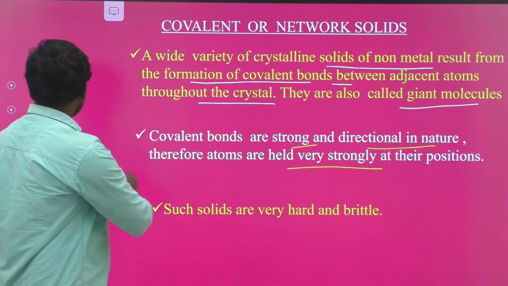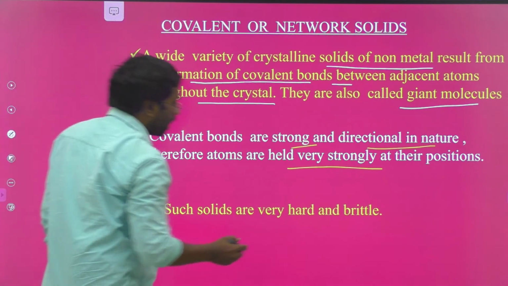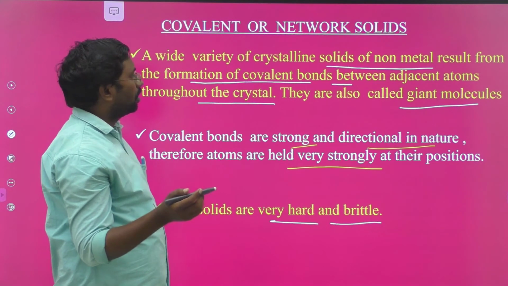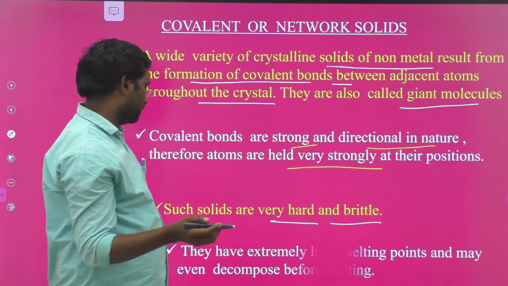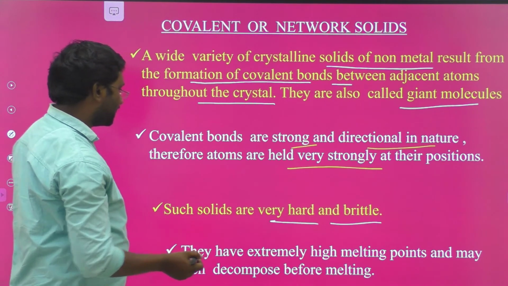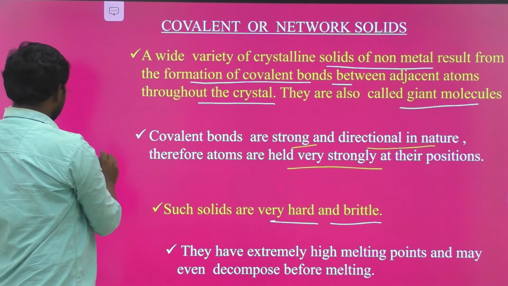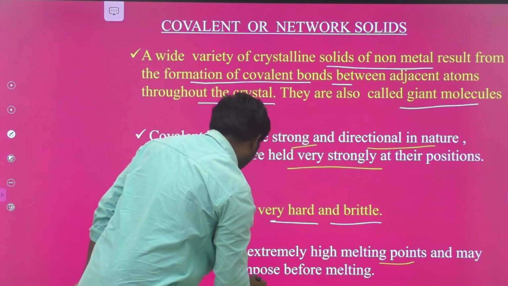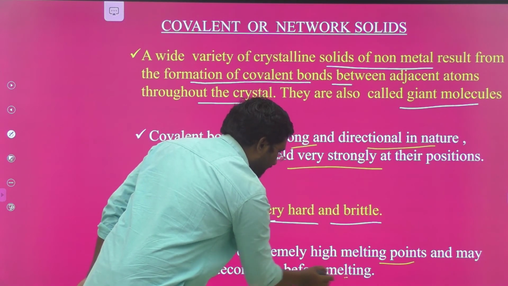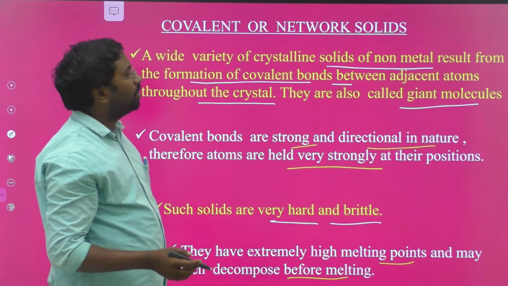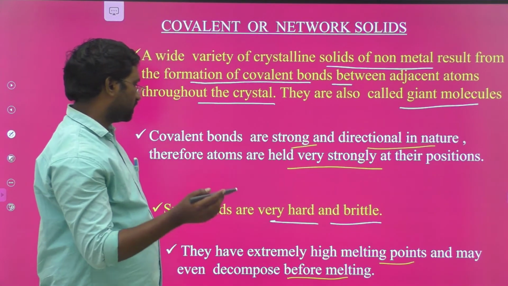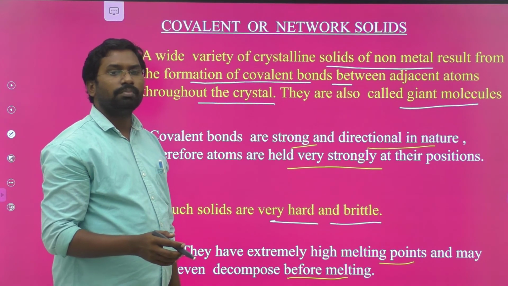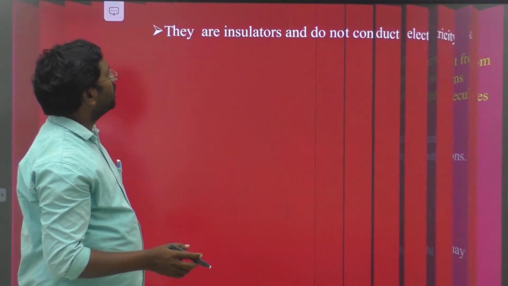These covalent or network solids are very hard and brittle because of the strong character of the covalent bonds present between them. Next, they have extremely high melting points, and may even decompose before the melting point, because of the presence of the covalent bonds.